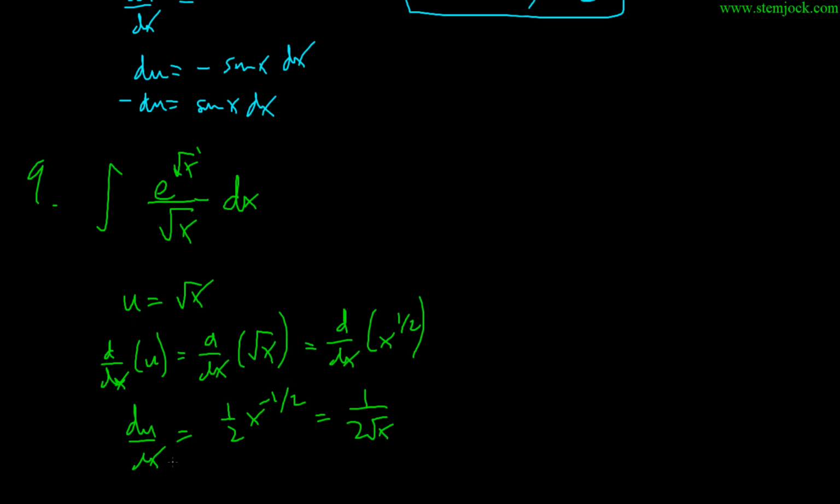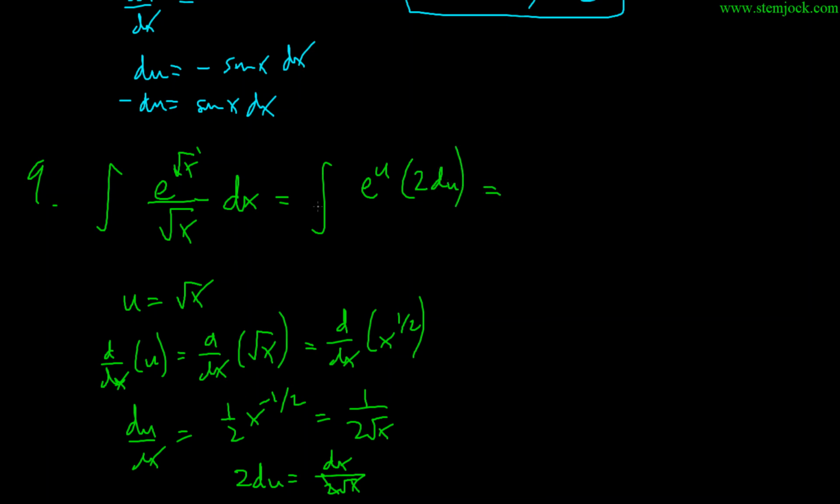And if I multiply both sides by dx, I get du equals dx over 2 square root x. But I don't have a 2 in the integrand here, so I multiply both sides by 2. So dx over square root x will be replaced with 2 du. So this here is going to be the integral of e to the u multiplied by 2 times du.